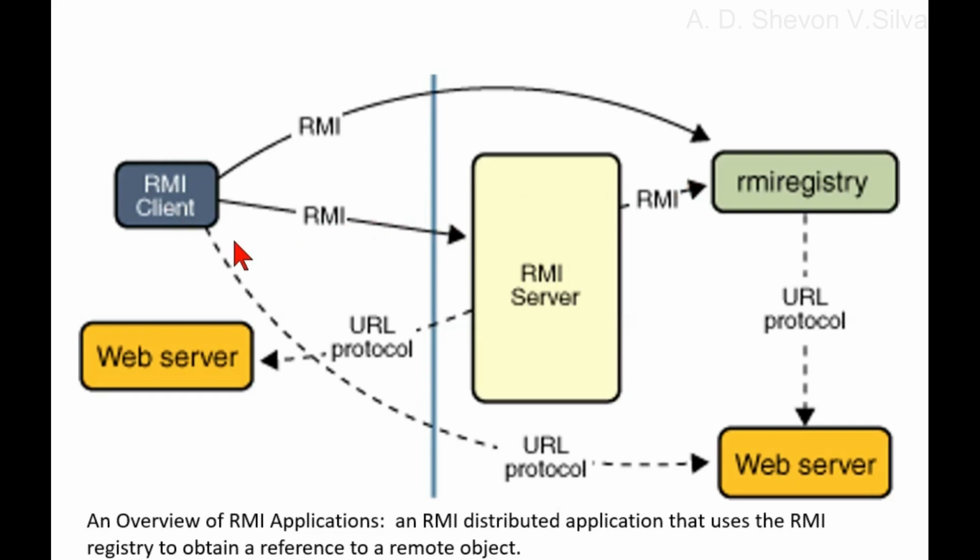This illustration depicts an RMI distributed application that uses the RMI registry to obtain a reference to a remote object. The server calls the registry to associate or bind a name with the remote object. Clients look up the remote object by its name in the server's registry and then invoke a method on it.